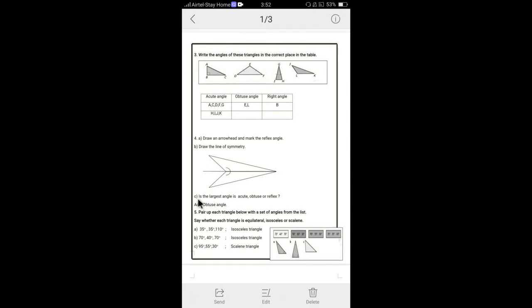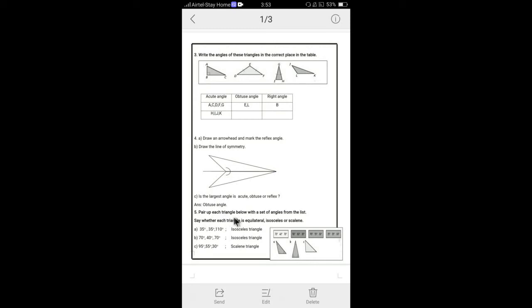In C they're asking whether the largest angle is acute, obtuse or reflex. Largest angle means whatever the reflex angle I just made in this one. After drawing this line of symmetry I made two triangles, one and one. In these two angles, the larger one, they're asking is it obtuse, acute or right angle. We can see that this is more than an L shape, so we can decide that this is an obtuse angle. This one and this one are also obtuse angles. Comes question number 5, please.